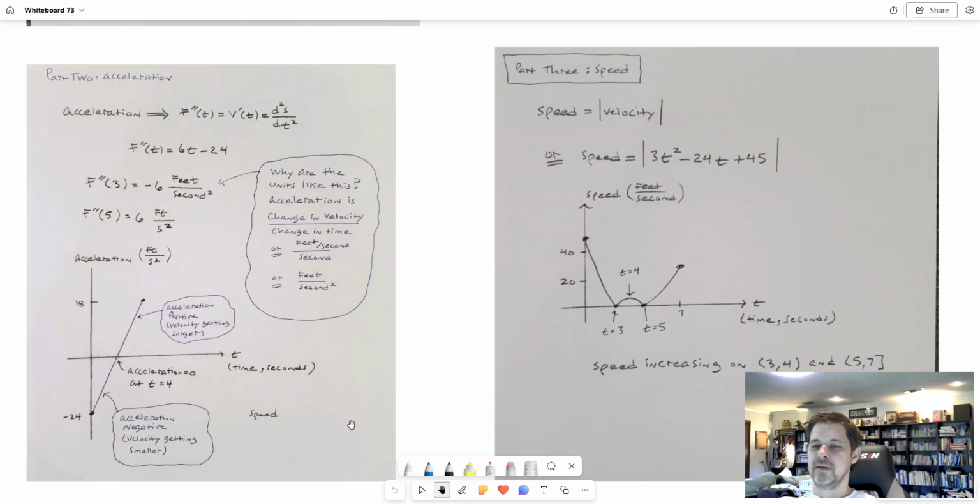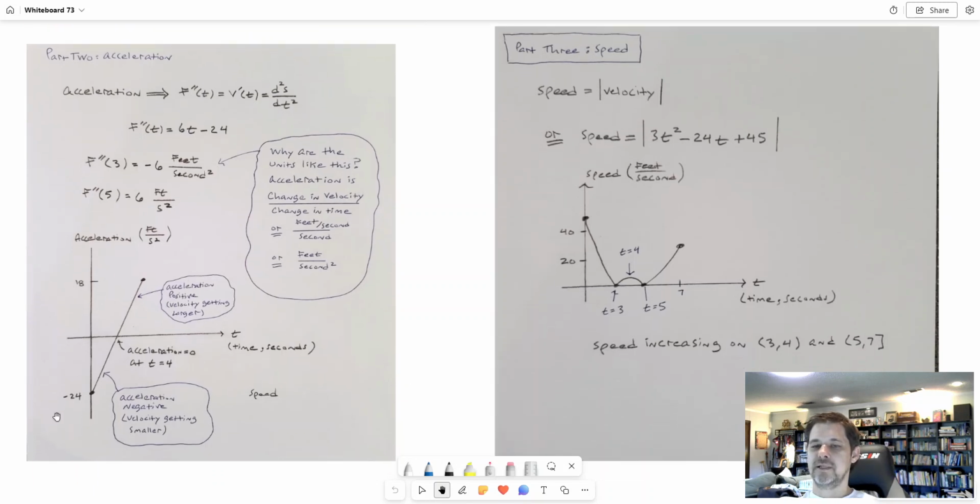Okay. Now, here's our acceleration function if you want it. I notice that this hits 0 at t equals 4. Where your acceleration is 0, at that moment the velocity is not changing. And we have positive acceleration for times more than 4, negative acceleration for times less than 4.